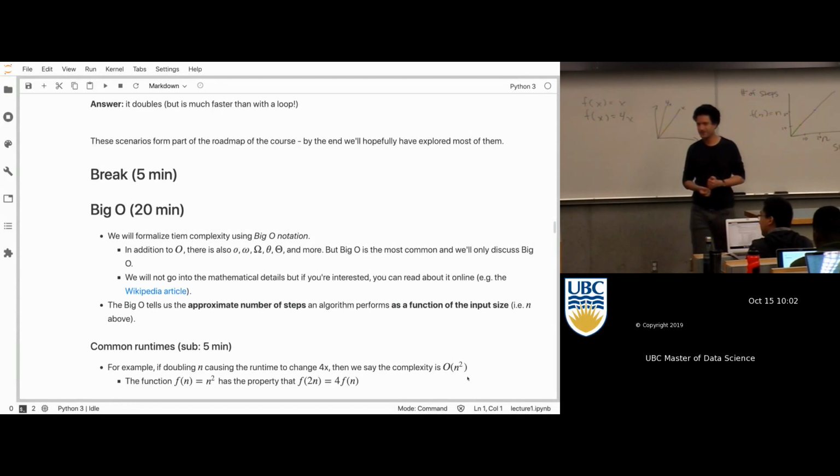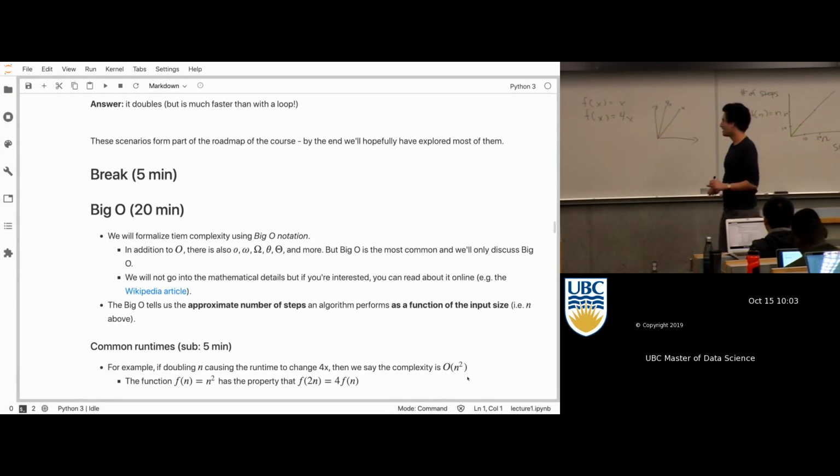Did that convince you? Sort of. I think I get the point a little bit. Do you want to ask a follow-up? But still, doubling causes the runtime to change 4x.